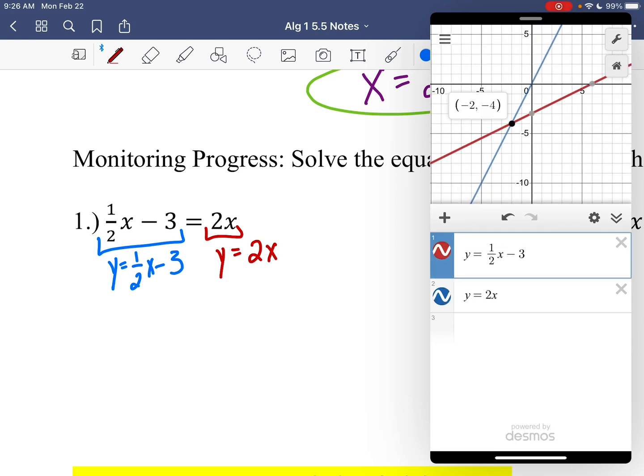Okay, and then I want to look for the point. One thing I like about Desmos is it jumps straight to that intersection point. So I just want the x coordinate because I'm looking for what x value works here. So it looks like x equals negative 2. As always, you want to check it.